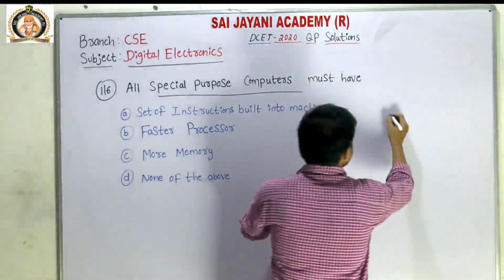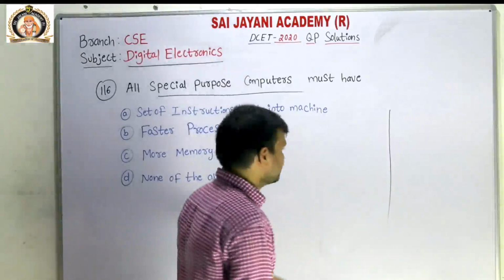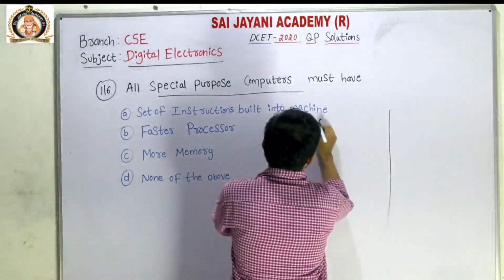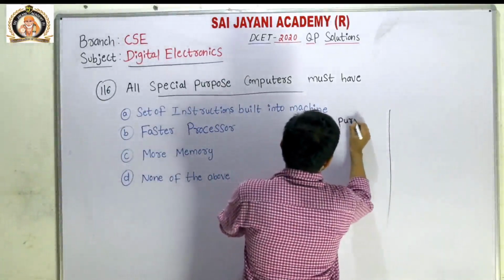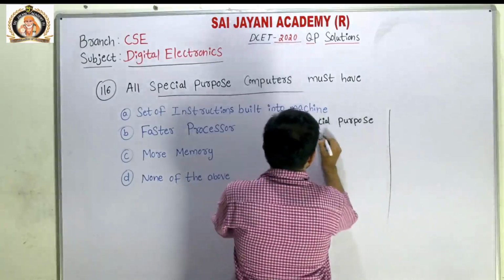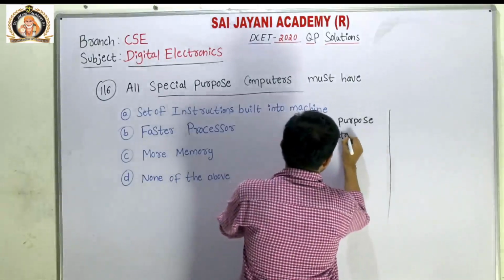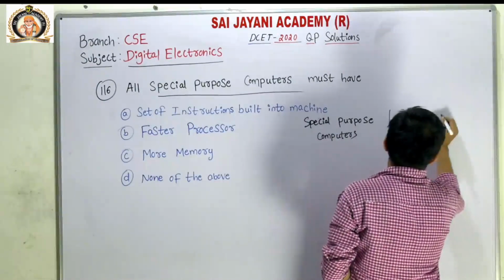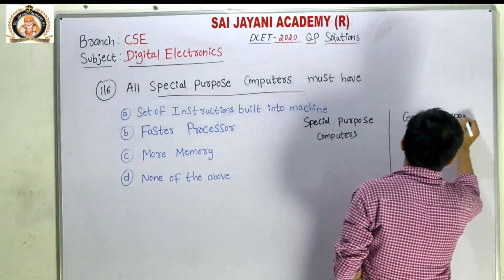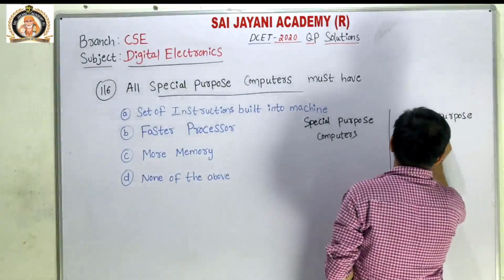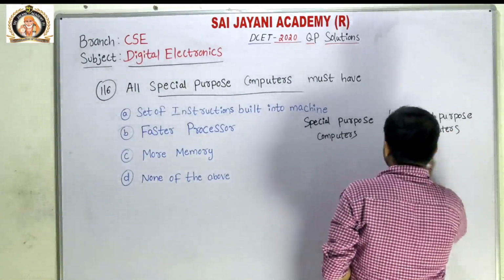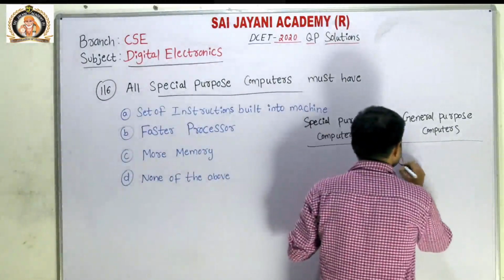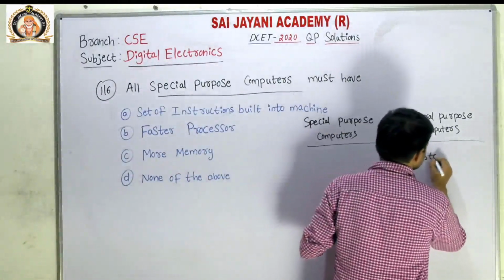So when you list the difference between special purpose computer systems and, in another column, general purpose computers or computing systems, the first one is that general purpose computers have a faster processor.